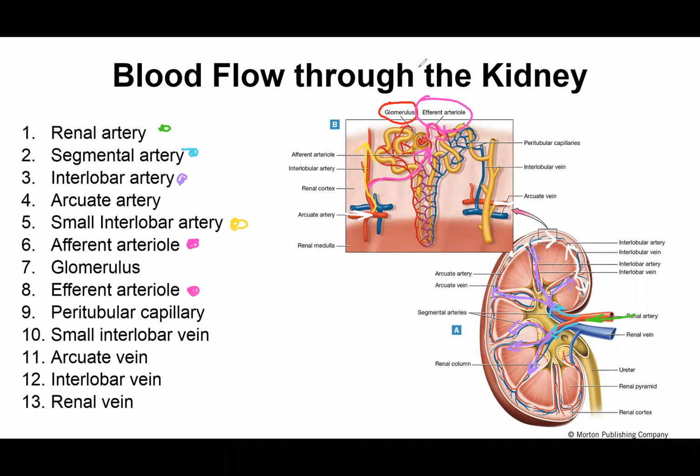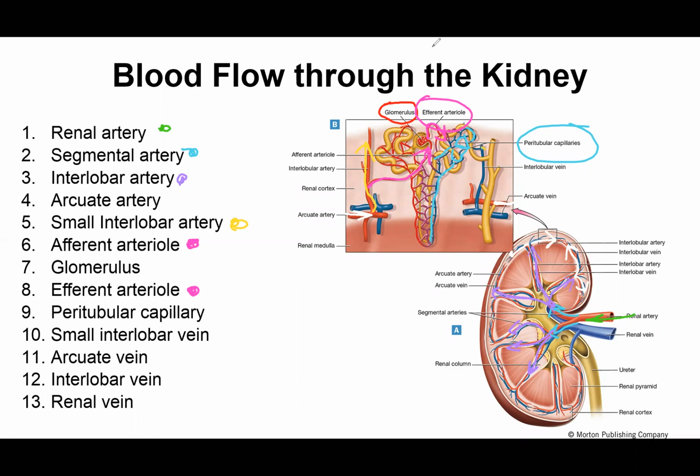and it's going to enter this network of peritubular capillaries. Okay, so that's all of this that you're seeing wrapped around the nephron. From the peritubular capillaries, all these capillaries are going to come back together, and they are going to begin to work their way back out the kidney.